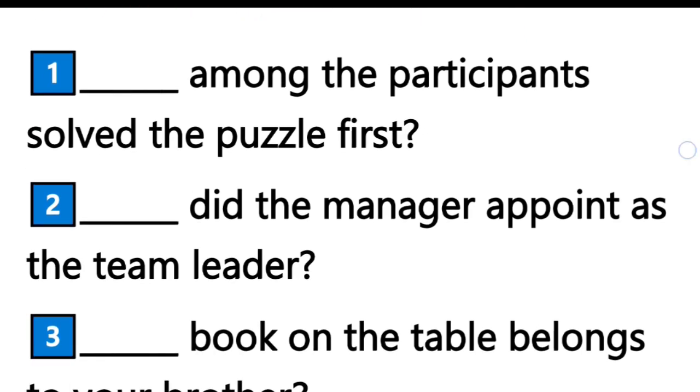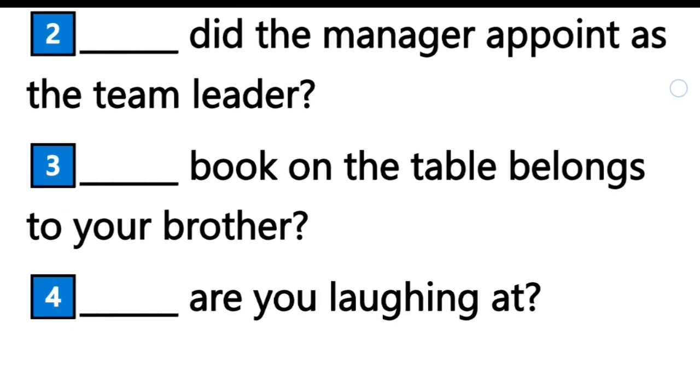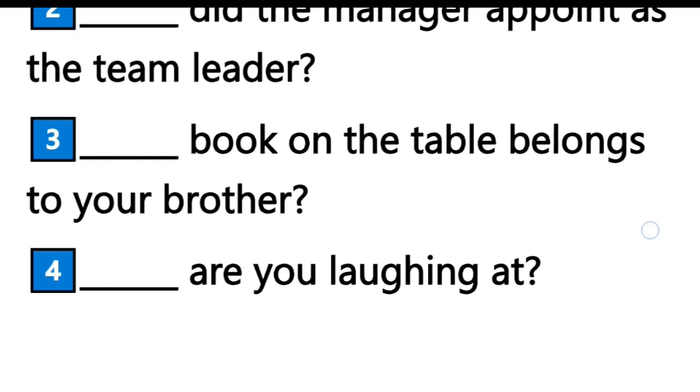Question 1 says, dash among the participants solved the puzzle first. Question 2, dash did the manager appoint as the team leader. Now we have question number 3, which says, dash book on the table belongs to your brother. Question 4, dash are you laughing at?